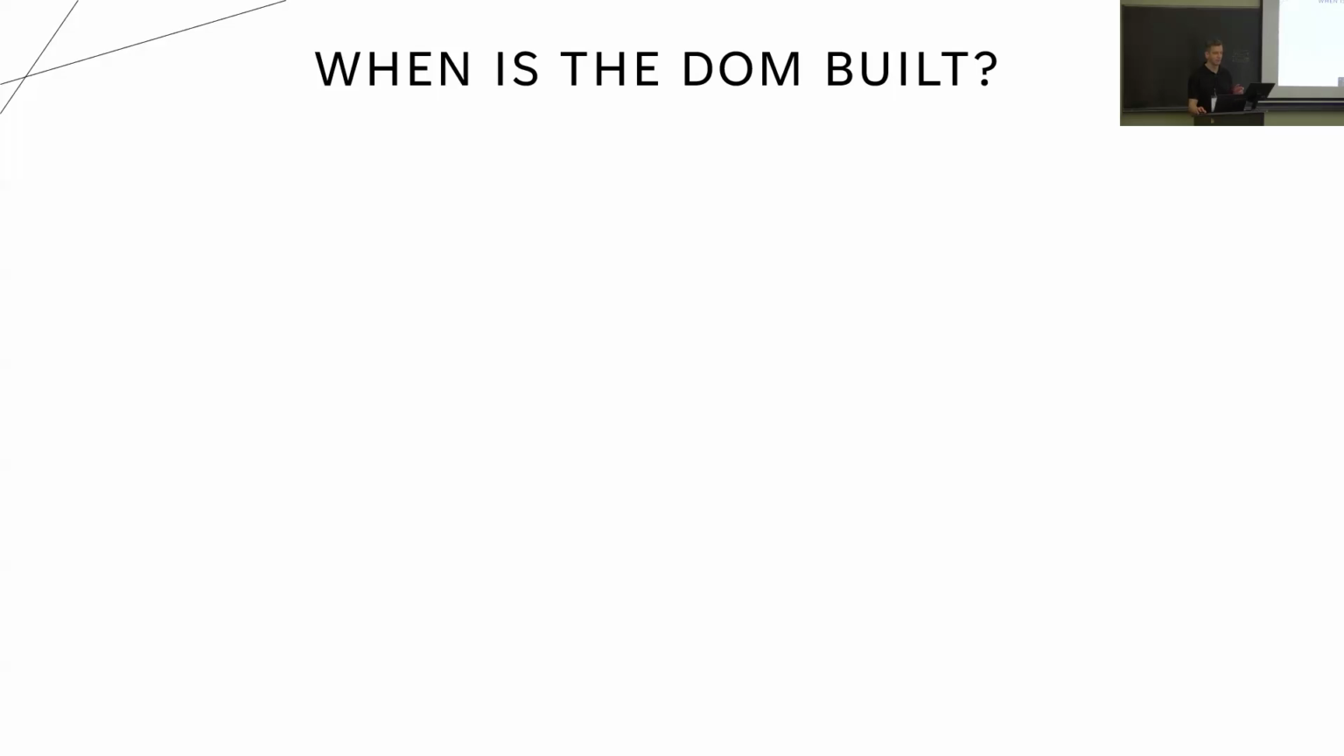There's 3 basic points in time when the DOM could be built. Not on the slide yet, but they are basically in the source HTML, on some on-page load JavaScript, and on user interaction. So those are the 3 rough zones of the question here.